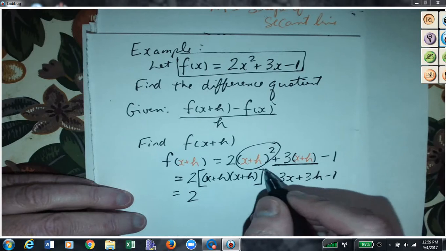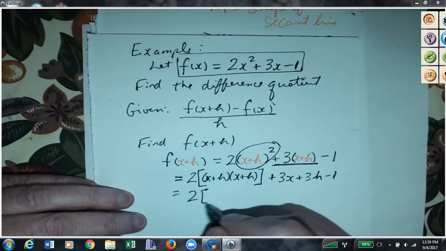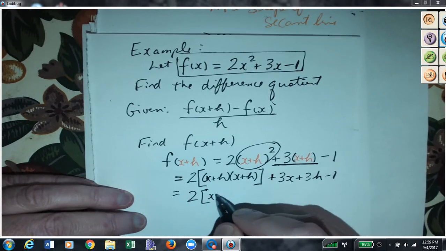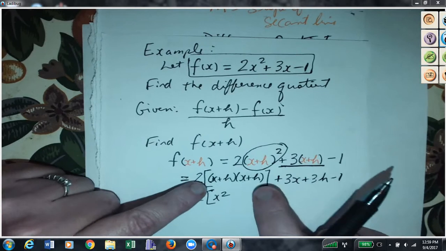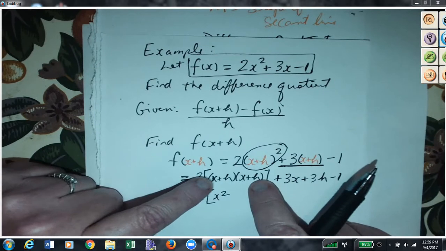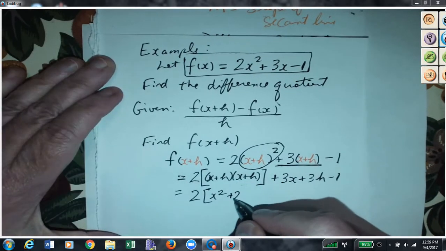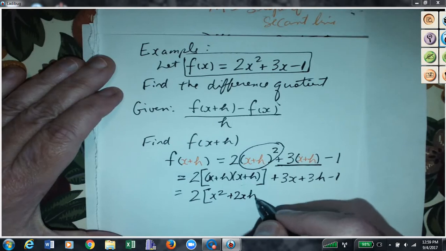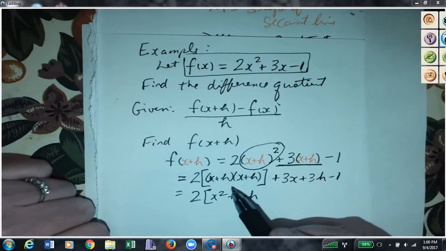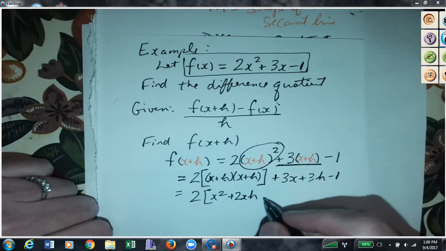Inside here, I have to FOIL this. So I'm going to have x squared plus x times h plus h times x. So those can be combined into 2xh. The order doesn't matter in the product. And finally, plus h times h, plus h squared.